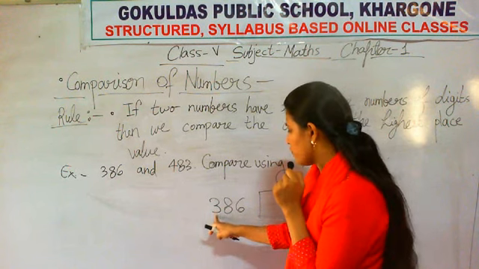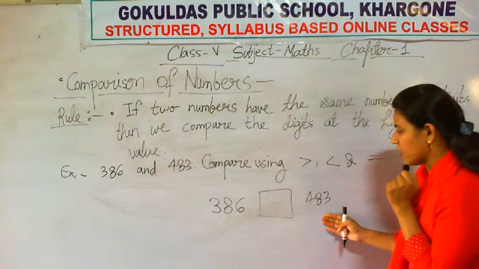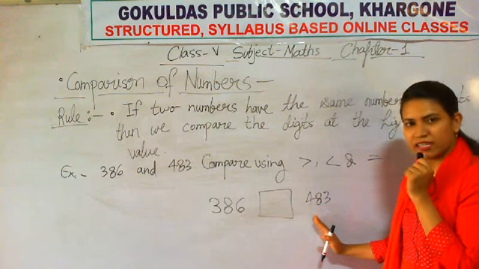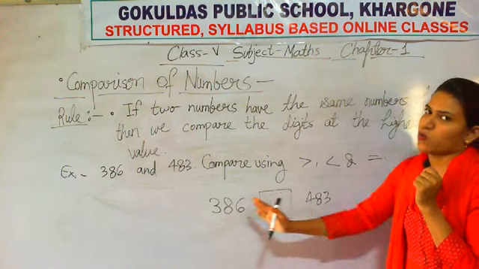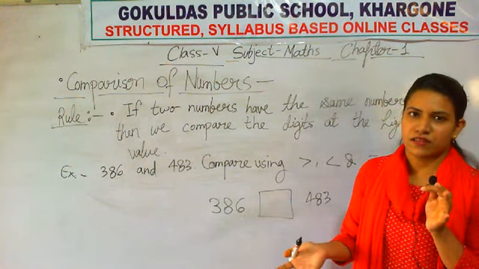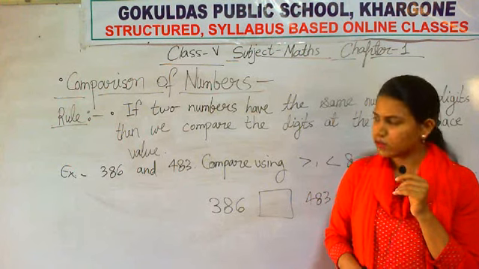How many digits are in this number? 1, 2 and 3. Here at the right side number, how many digits are there? 1, 2 and 3. Both the numbers now have the same number of digits. Now how to do the comparison?